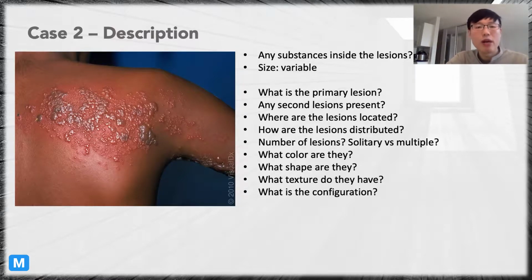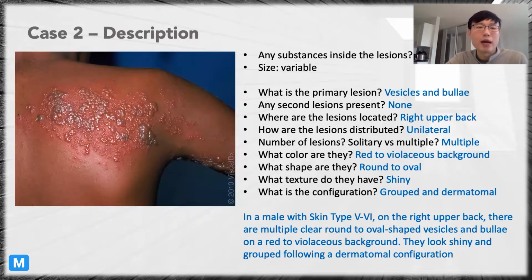After you have your own thoughts on the answer, this is my observation. You can see very tiny vesicles and also huge bullae, more than 1 centimeter. So this is a vesiculobullous eruption.